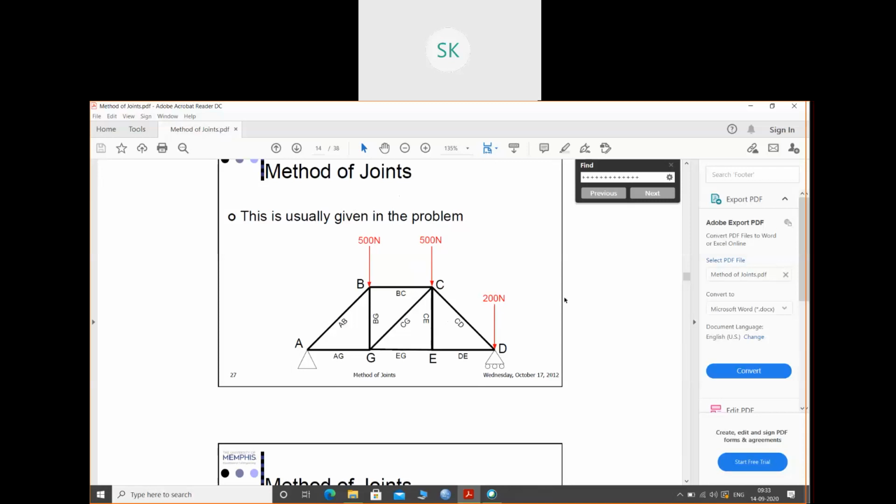So, a question is given to us. The external loads are given: 500, 500, and 200. And I have given the members like this. So what we will do, we'll remove the supports and replace them with the reactions provided by the supports. So these supports are replaced by our reactions.